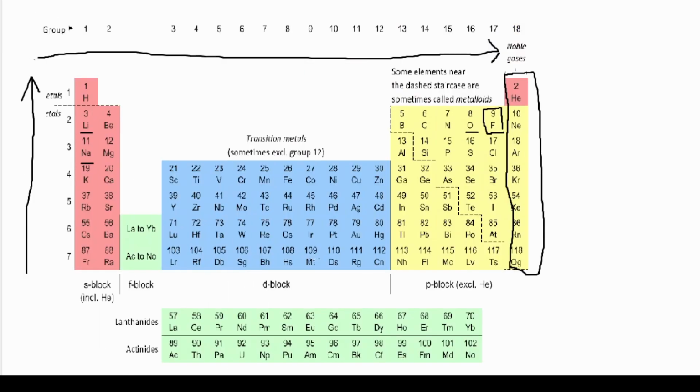And the trend for this one is actually the exact same as electronegativity, and this time the noble gases aren't an exception, so they're also part of the trend. So they do have a very high ionization energy because they're furthest to the right.